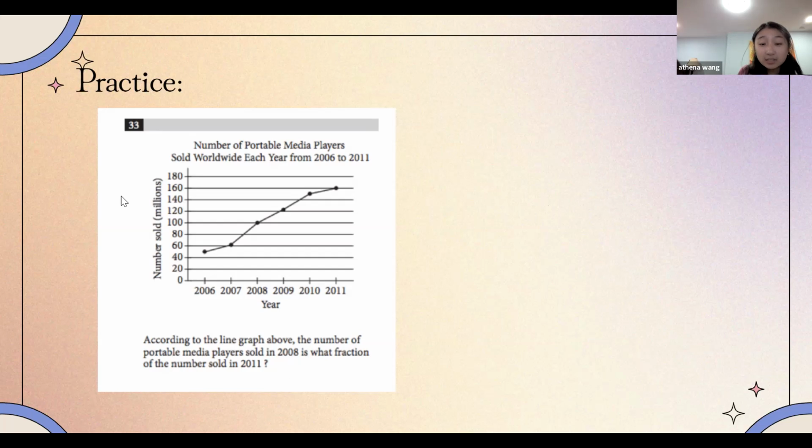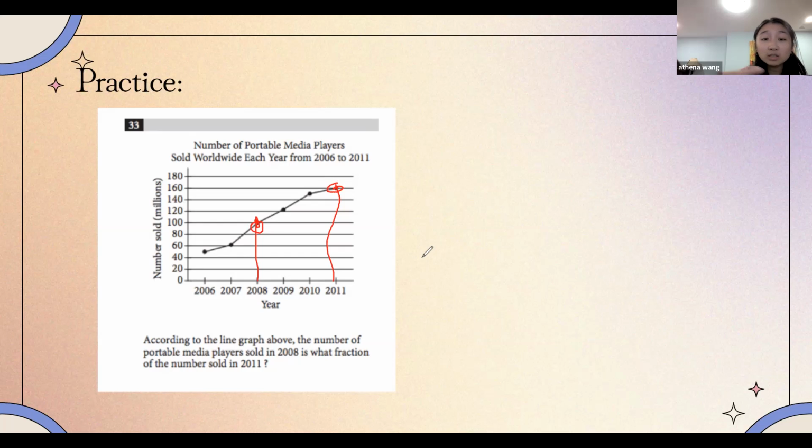So for this one, it's just interpreting the graph. So we have the number sold in 2008 and the number sold in 2011. So over here, it's 160 million, and over here it's 100 million. So we're trying to find the fraction from 2008 over the number sold in 2011.